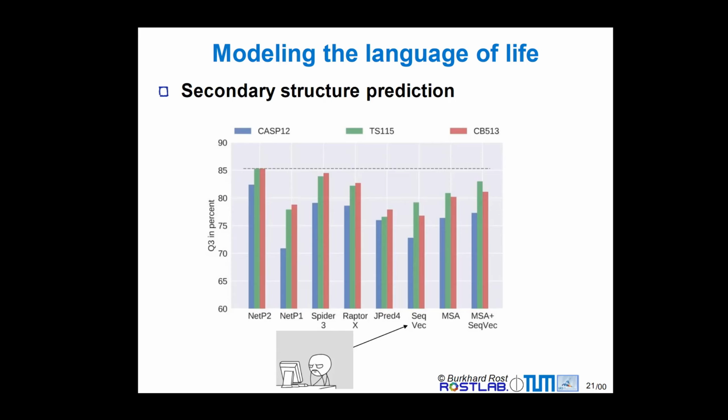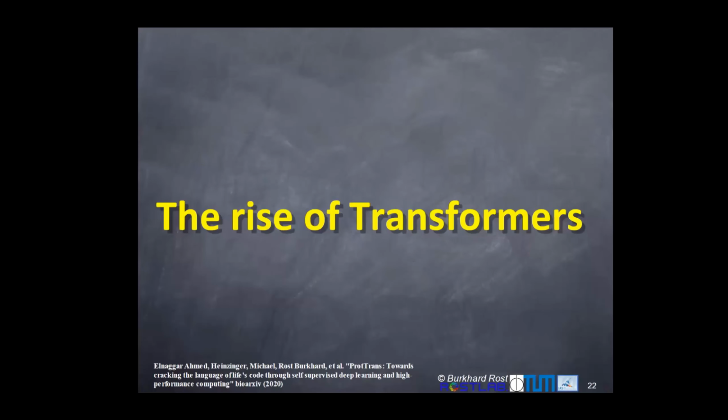And we didn't have this bottleneck of the database search, but our performance was significantly worse than state of the art. So this is definitely not what you want to have. So how did others improve over LSTM-based approaches? And this is what you could call the rise of transformers.